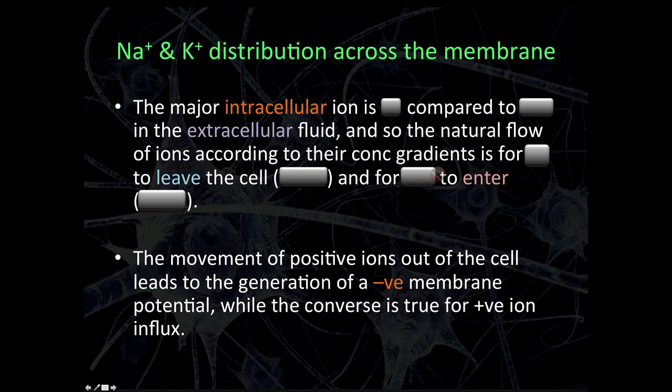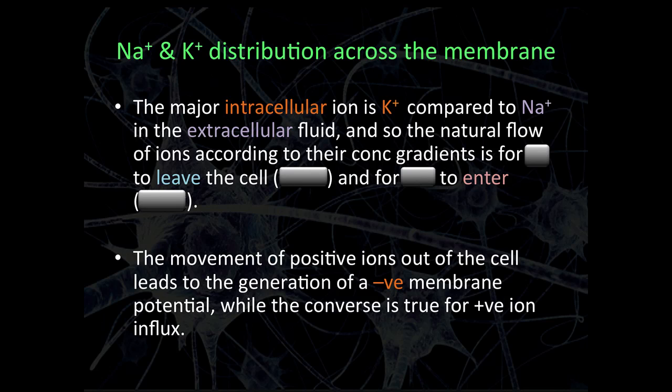So let's recap the Na+ and K+ distribution across the membrane. The major intracellular ion is, so it means what is the major ion on the inside compared to the major ion on the outside. Between Na+ and K+, which one is the one with the higher concentration on the inside as opposed to the outside? And you should have said that the major intracellular ion is potassium compared to sodium in the extracellular fluid.